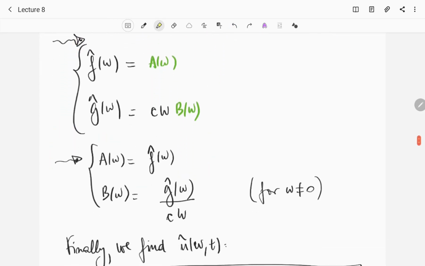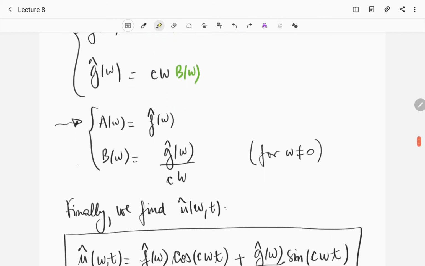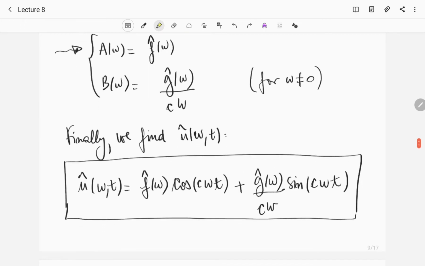And now, okay, we just pass this to the other side of the identity, and we get A and B. Okay, here we need to ask omega to be different from 0. Okay, so finally what we found is that the Fourier transform of u in omega, t has this form: the Fourier transform of f times cosine of c omega t.